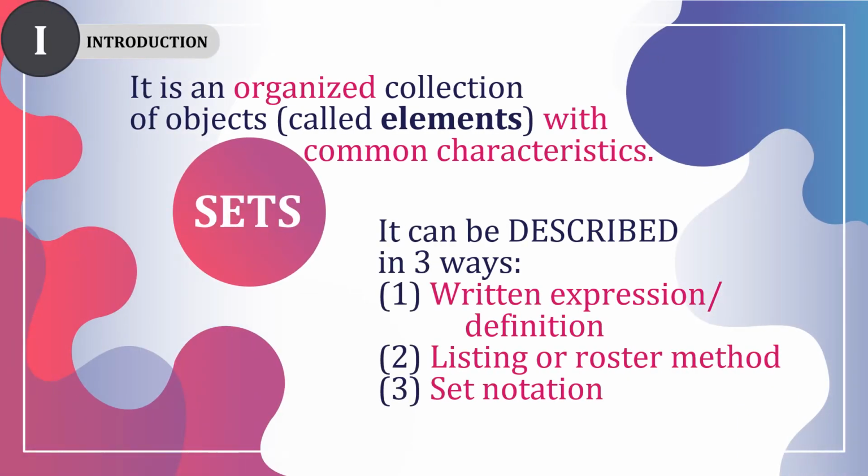What are sets? It is an organized collection of objects called elements with common characteristics. It can be described in three ways. First is the written expression or definition. Second is the listing or roster method. And third is the set notation.